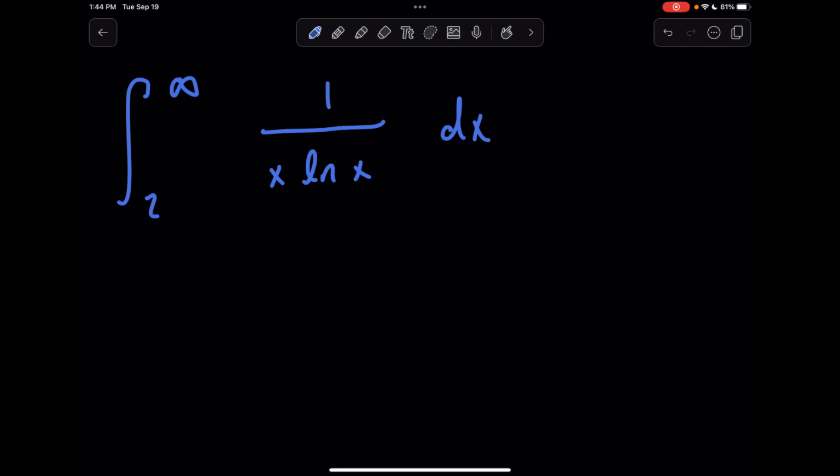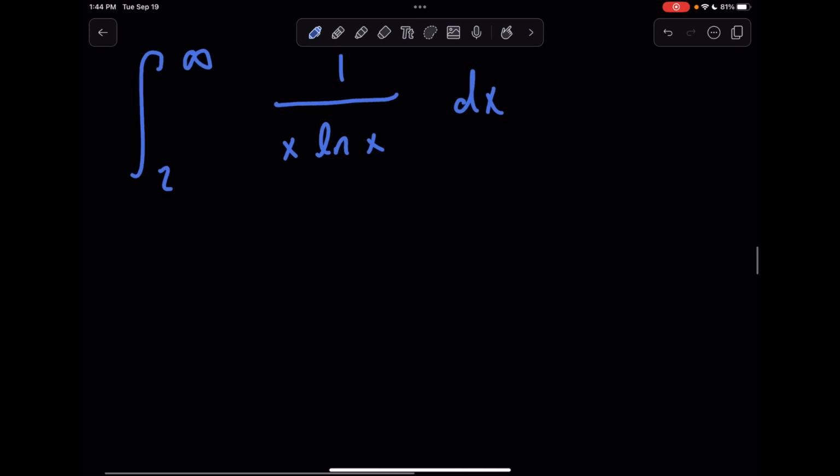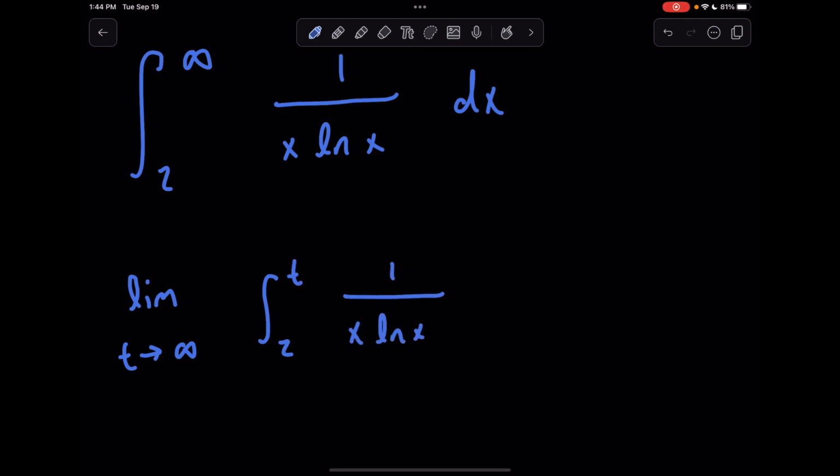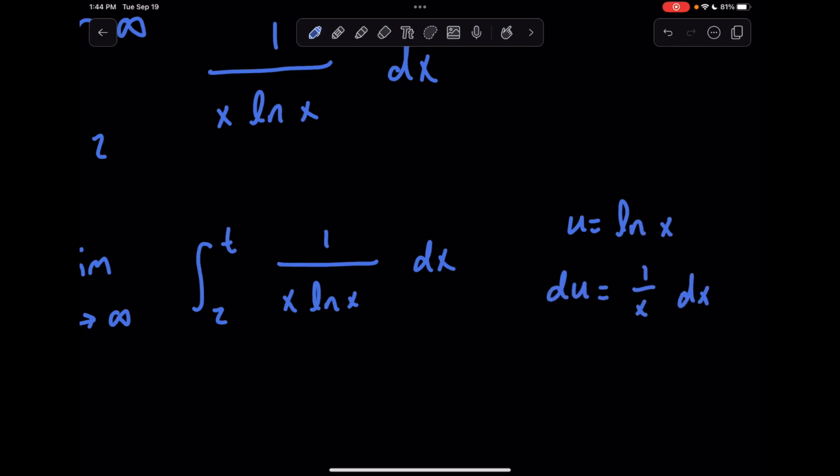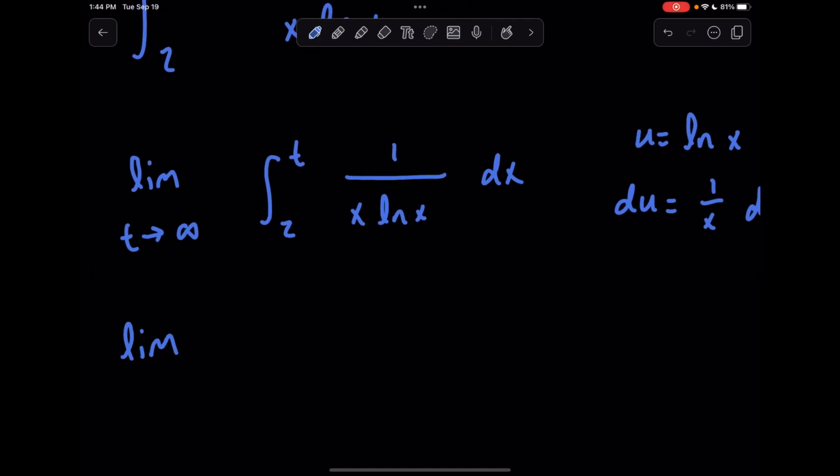Now, let's look at the integral from 2 to infinity of 1 over x ln x dx. Since we have infinity in our upper bound, we need to rewrite this as the limit as t approaches infinity, integral from 2 to t of 1 over x ln x dx. To solve this integral, we'll use a simple u-sub, where u is equal to ln x, and du is equal to 1 over x dx. So this is the limit as t approaches infinity of the integral of 1 over u du.